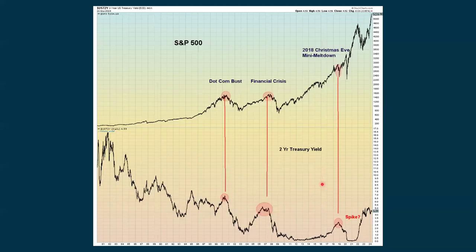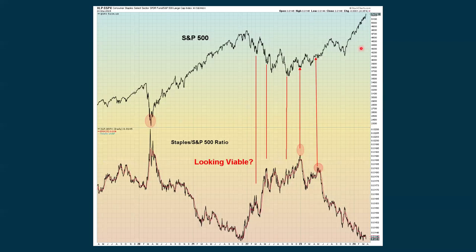Then we keep an eye on the two-year treasury yield, which is continuing to go up for the time being. Sometimes when this spikes up and starts to come down, that will give good short to intermediate term support to the S&P. We also look at a ratio between the staples and the S&P 500. Overall, this has been going down. That's been giving support to the S&P. It's kind of chopping around right now. And if this continues to fall, that would likely give more support to the S&P 500.